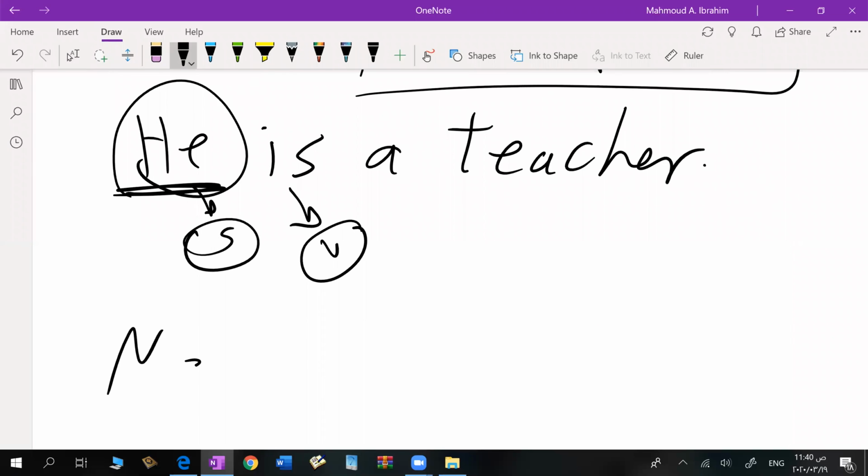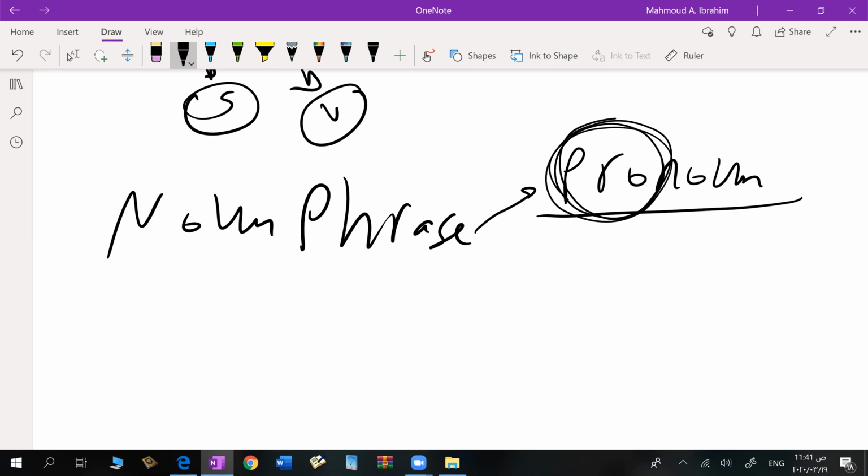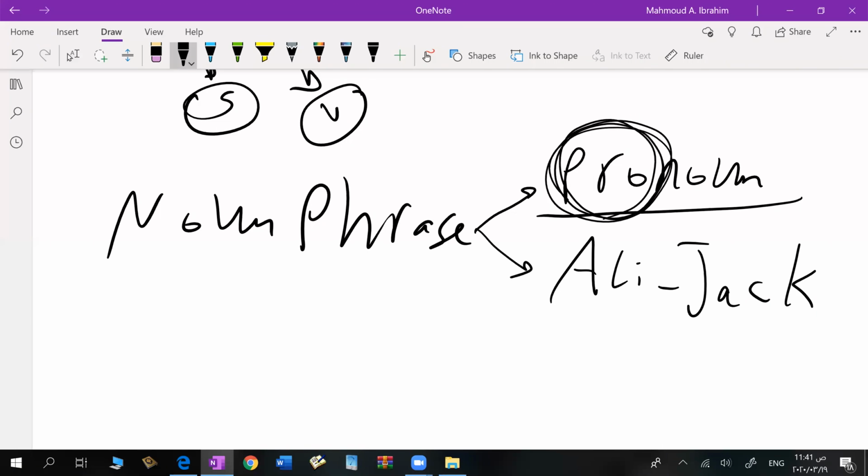So a noun phrase can be a pronoun. And we all know what subject pronouns are. He, she, it, we, they, you, okay? And the word pro means alternative in the language of grammar. So pronoun means an alternative for a noun. It stands as a noun, okay? Or it can be simply a noun, like when you say Ali or Jack. This is a noun phrase, okay?